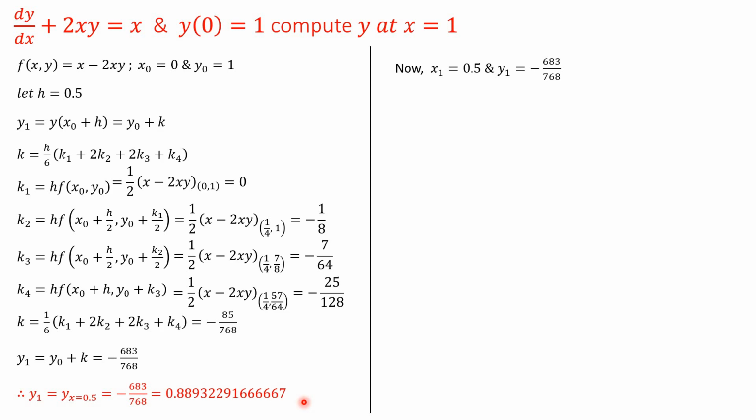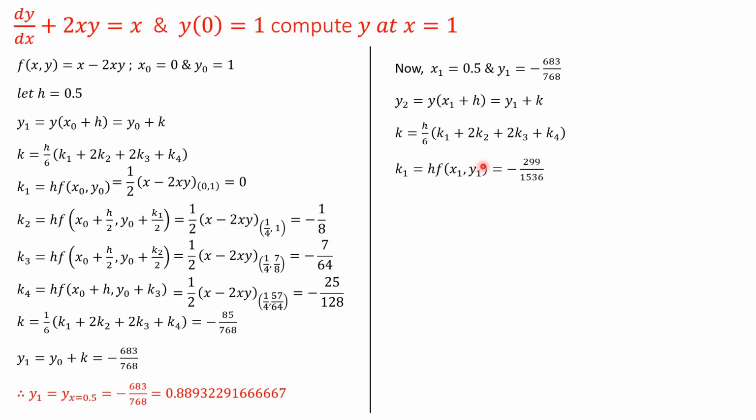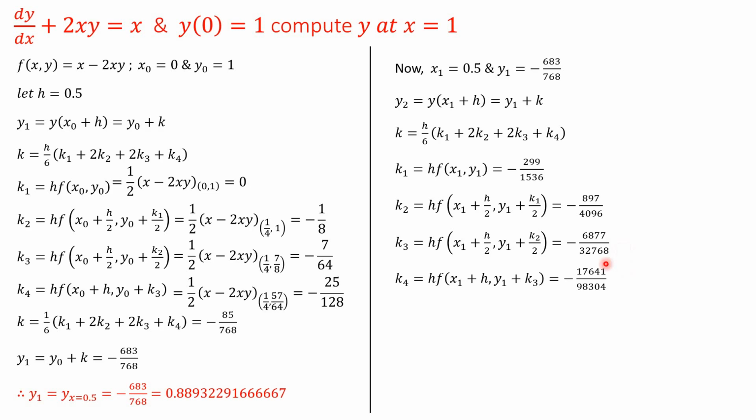Now for y at x equal to 1, x1 is 0.5 and y1 is this, so we find y2. Now the same formula, only in place of y0 we take y1 and x1. So y2 is y1 plus k, and again we find the value of k. Here k1 will be h times f(x1, y1), which is minus 299/1536. Then k2 is this, similarly we will find k3 and k4. So we got all these values, and from these we will get k, which is this.